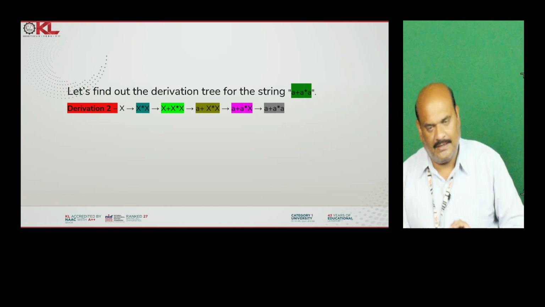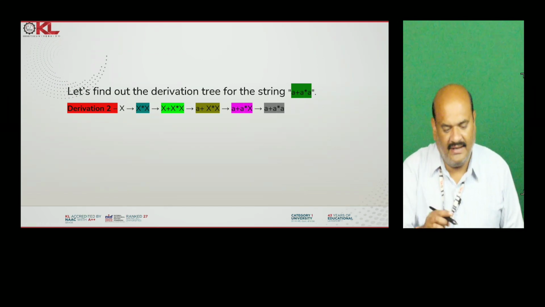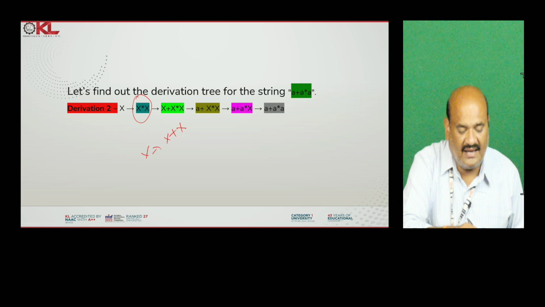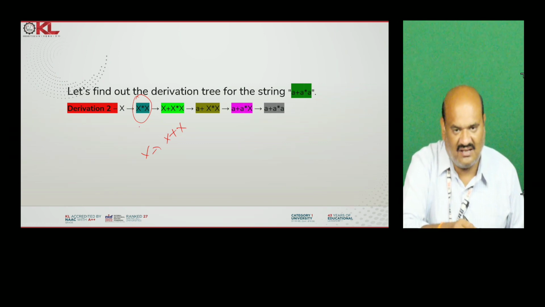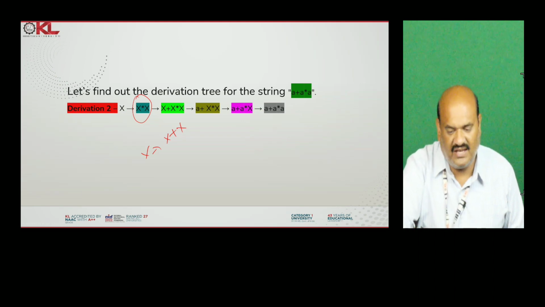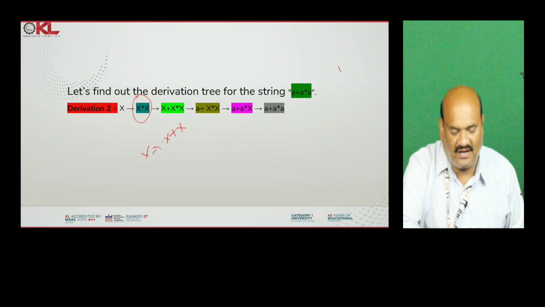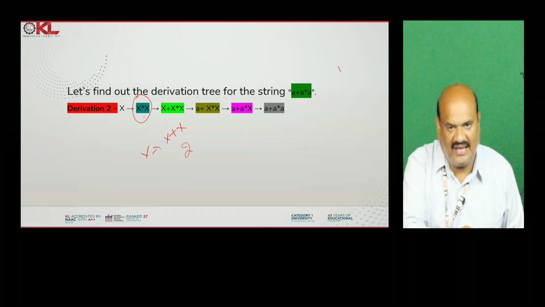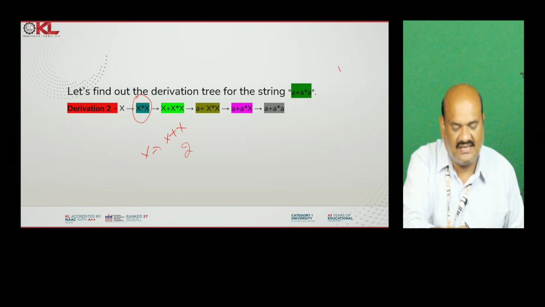And my second methodology: here, instead of applying X goes to X plus X, I just used X into X. In my previous derivation, derivation 1, what is my first step? There my first step is 1. But here what is my first step? My first step is 2. See here, X goes to X into X. So in the place of X, I am applying X plus X. That means I am applying rule 1. Now it becomes X plus X into X.